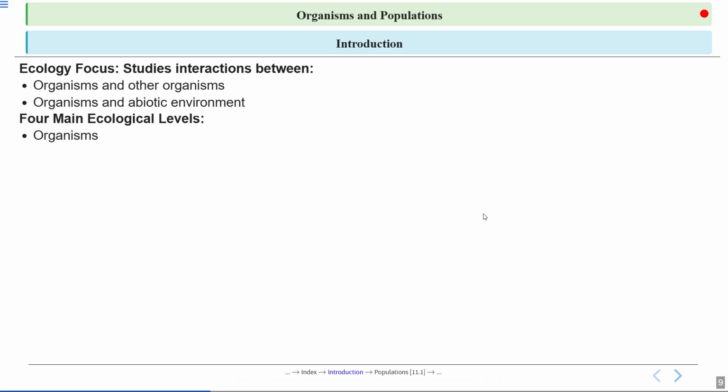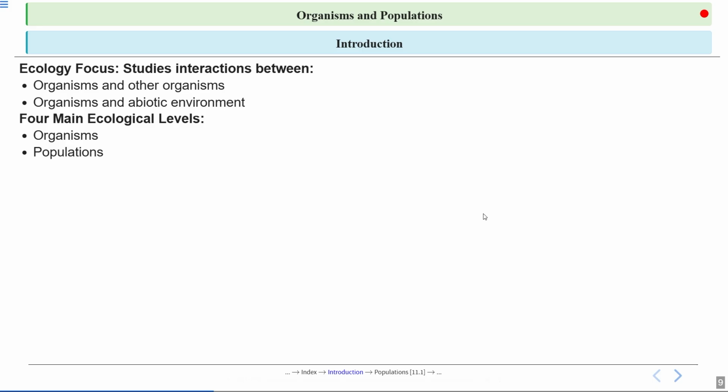Now, let's talk about four main ecological levels. We talked about all the ecological levels in the beginning, but here we are focusing on four main ecological levels. First of them is organism. An organism is any individual living thing, like a single plant, a single animal, or a microbe. Each organism plays a specific role in its ecosystem, contributing to the overall balance.